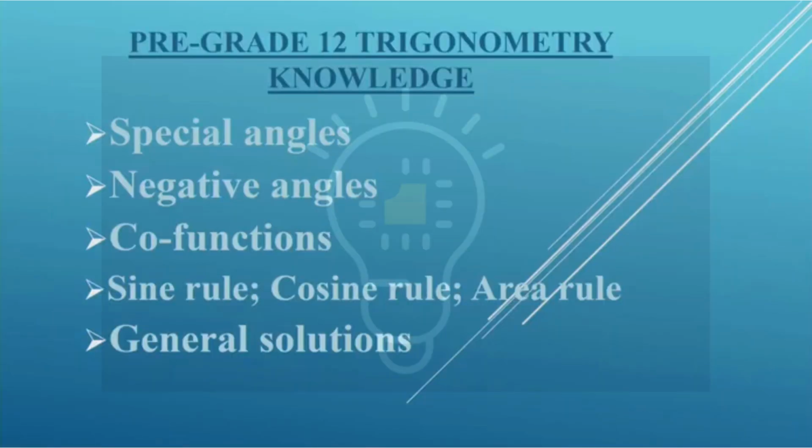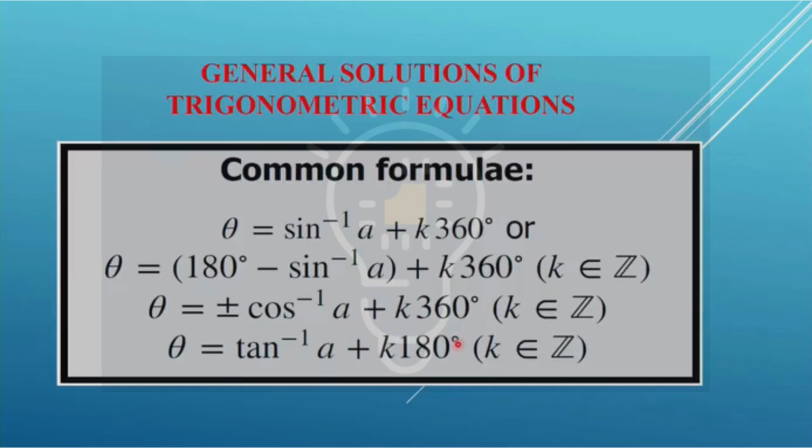Looking back to the monitor now, our pre-grade 12 trigonometry knowledge involves special angles. We know that. We've just dealt with negative angles and cofunctions, as well as the sine, cosine, and area rule, which comes up in paper 2 under 2D and 3D trigonometry, and then general solutions as well.